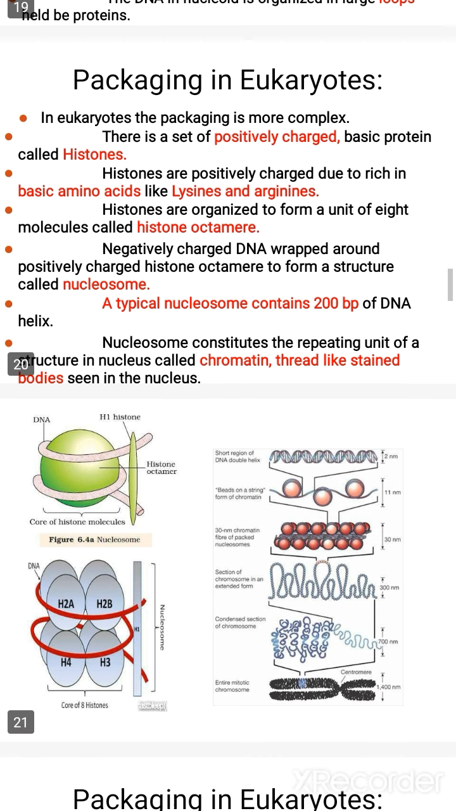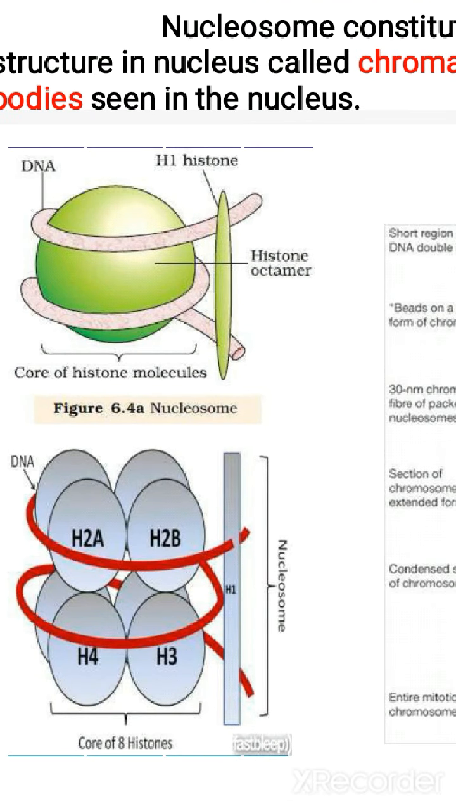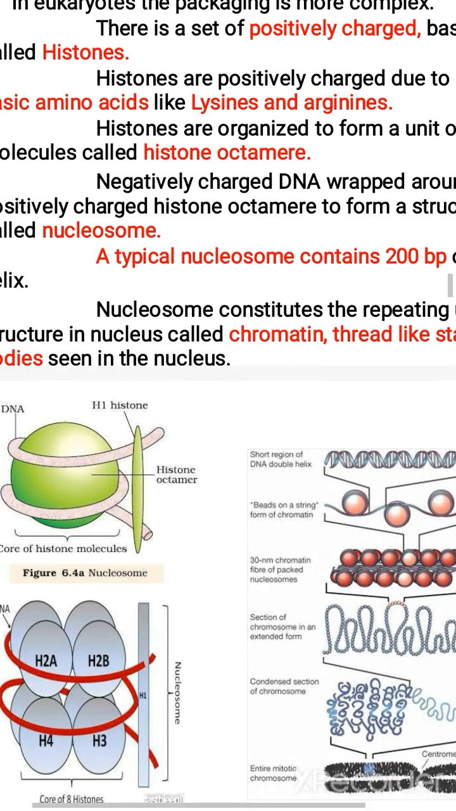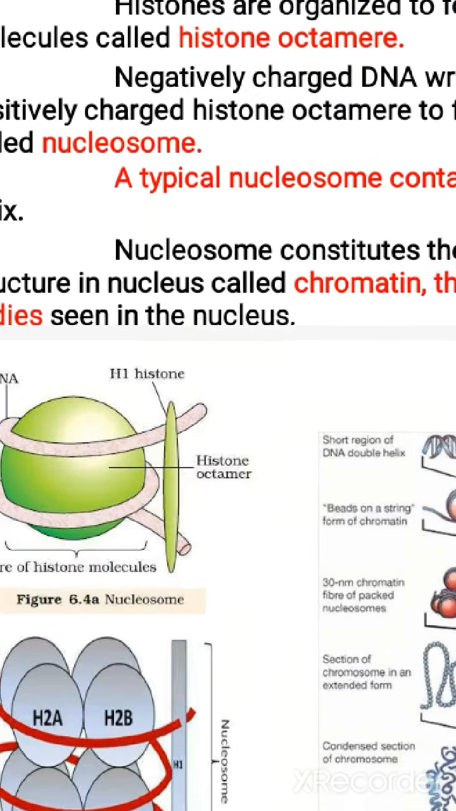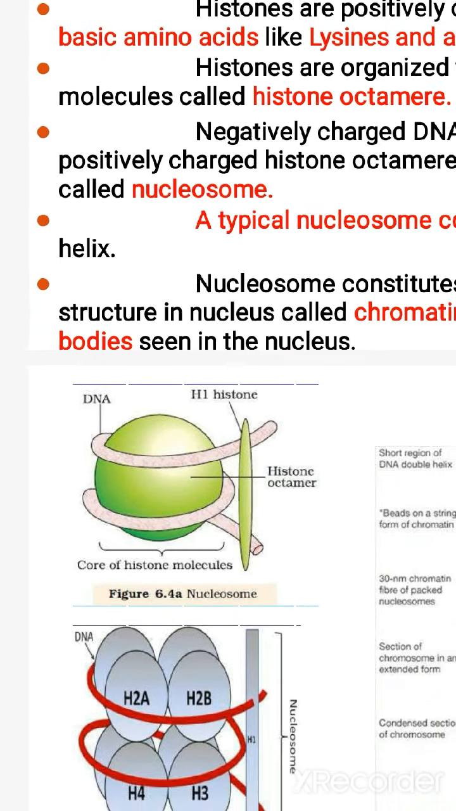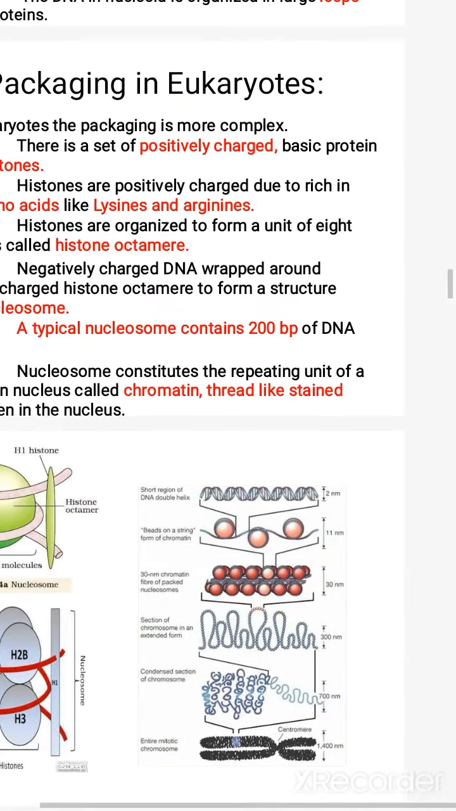You can see the histone is an octamer. Octamer means 8 units are there. You can see 8 units, and the DNA is coiled upon the histone octamer. The tightly packed DNA wrapped around the histone forms a structure called nucleosome. It is a single nucleosome. This diagram is repeatedly asked in board exams.